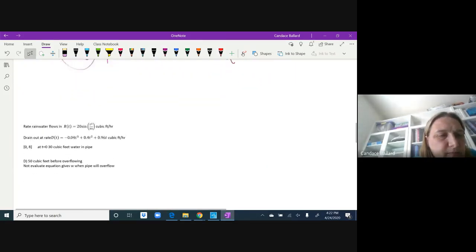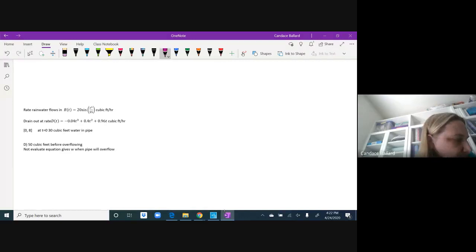All right, so I'm gonna read this again. So the pipe can hold 50 cubic feet of water before overflowing, okay? For T greater than 8, water continues to flow into and out of the pipe at the rates given until the pipe begins to overflow. Write but do not solve. Not evaluating. Those are like the most magical words ever when we see that on an AP test. You're going to see it somewhere, okay? An equation involving one or more integrals that gives the time W when the pipe will begin to overflow.